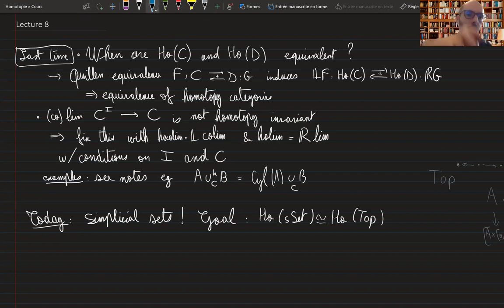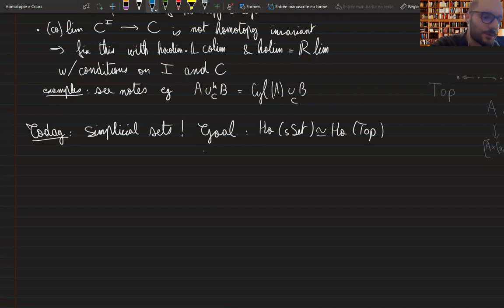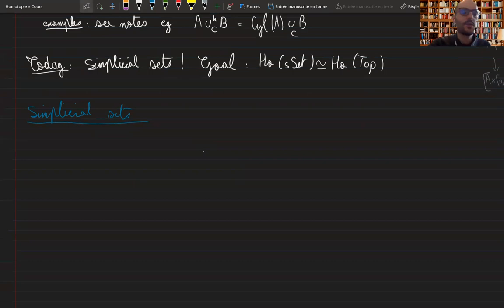All right, so today we are going to start, well, I guess it's the second chapter in my notes, simplicial sets. Most of you already saw simplicial sets in the course of Bruno Valette. Let me give a very brief reminder of what simplicial sets are.